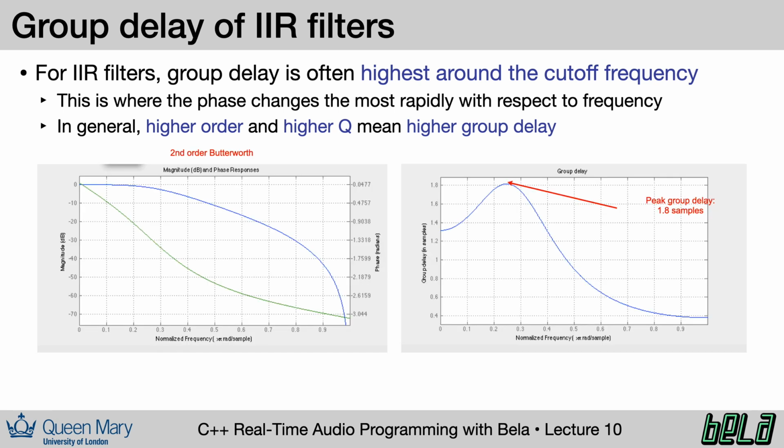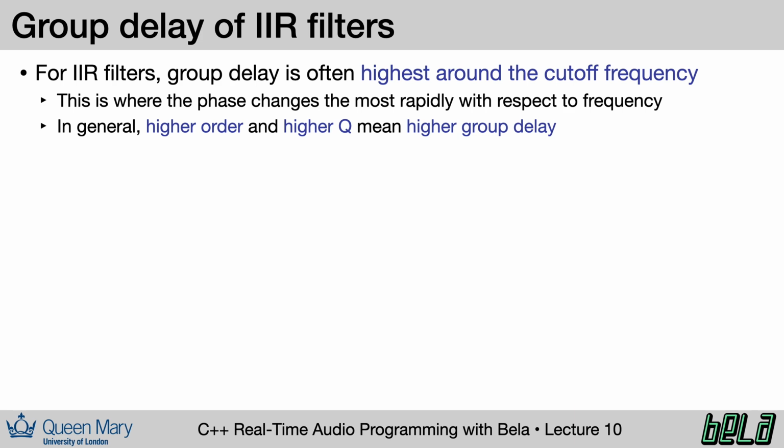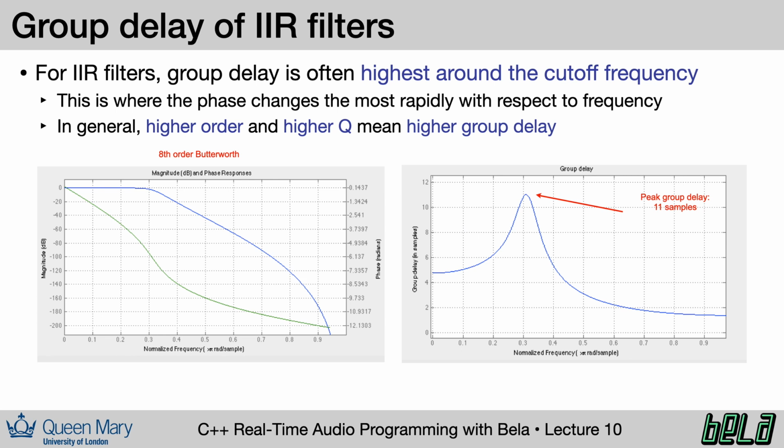Here we can see an example of a second-order Butterworth filter. On the left we see the magnitude response in blue and the phase response in green, and on the right we see the group delay measured in samples. We can see that there's a modest peak in the group delay right around the cutoff frequency of the filter. But if we now look at an eighth-order filter, we can see that the group delay is considerably higher overall and with a more concentrated peak than it was for the second-order filter. The same thing happens if we increase the Q of our filters.